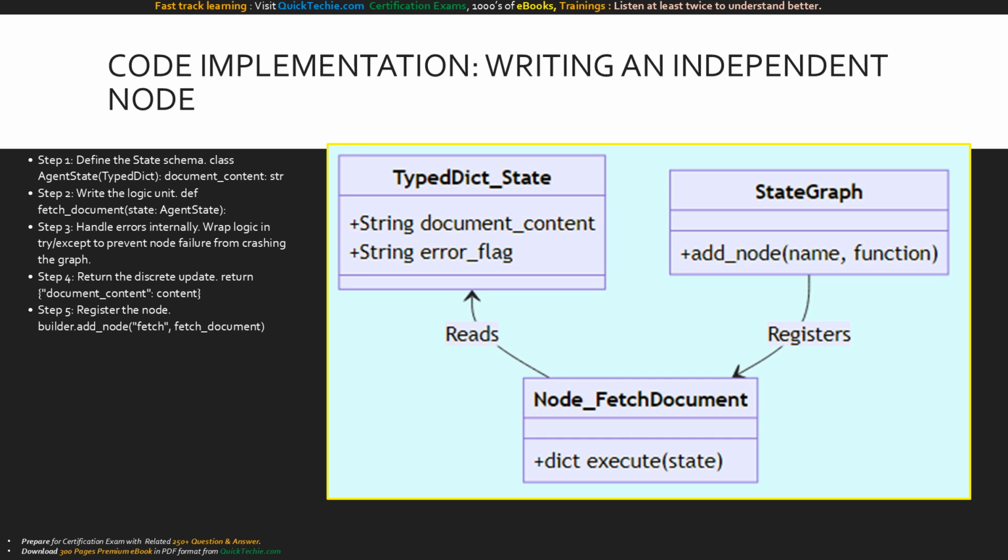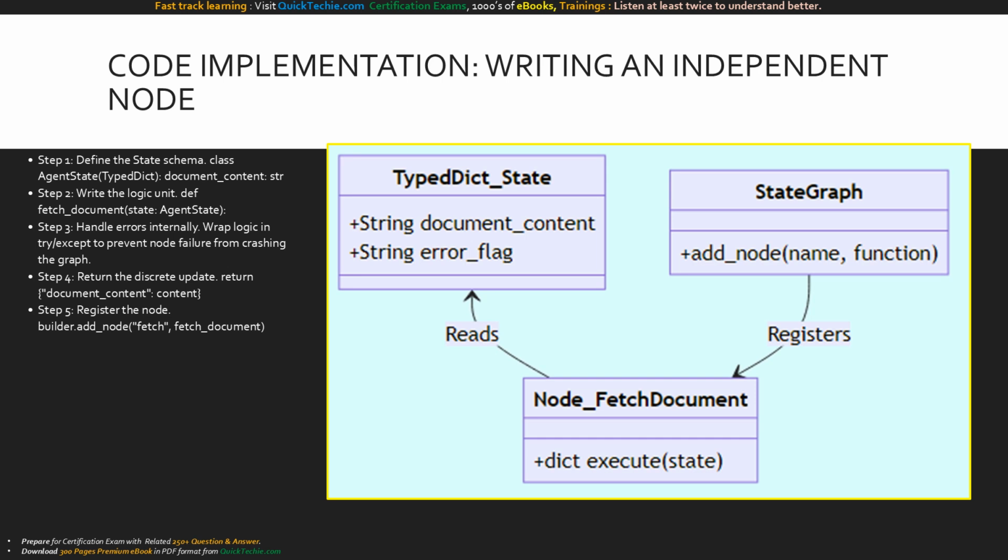You should wrap your API calls in try/except blocks inside the node. If the document fetch fails, your node shouldn't crash the program. It should catch the error and return an error flag in its output dictionary. Step 4 is returning that discrete update, for example, returning a dict with just the document content key.